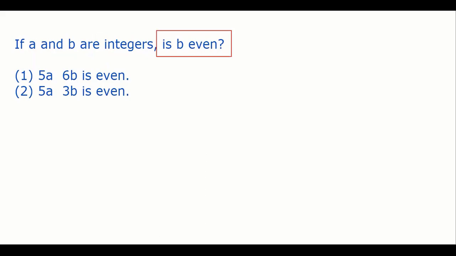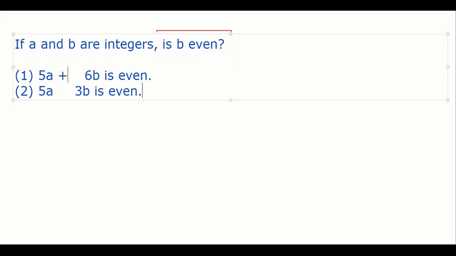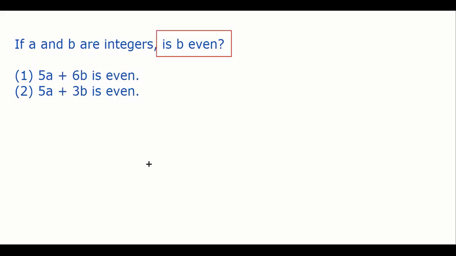Sorry, there is something wrong in the copy paste. It should be 5A plus 6B. Please try now. Statement 1 says 5A plus 6B is even. We know that 5A plus 6B is even.